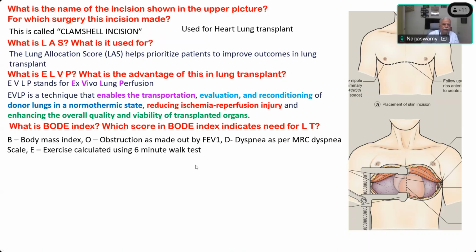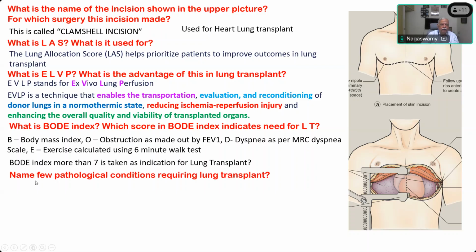Okay, B for body mass index, O for obstruction as made out by FEV1, D for dyspnea as per the MRC dyspnea scale. What is MRC? Medical Research Council, excellent. And E for exercise capacity calculated using the 6-minute walk test. These four things are taken into account, and the score is usually 0 to 10, and the score beyond which a lung transplant is indicated is 7. For Bode index 7, you require lung transplant. Name a few pathological conditions requiring lung transplant.